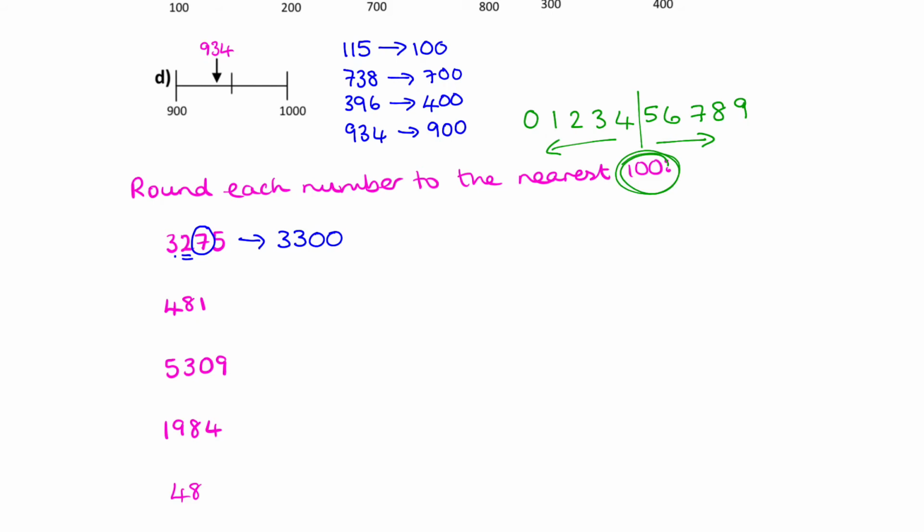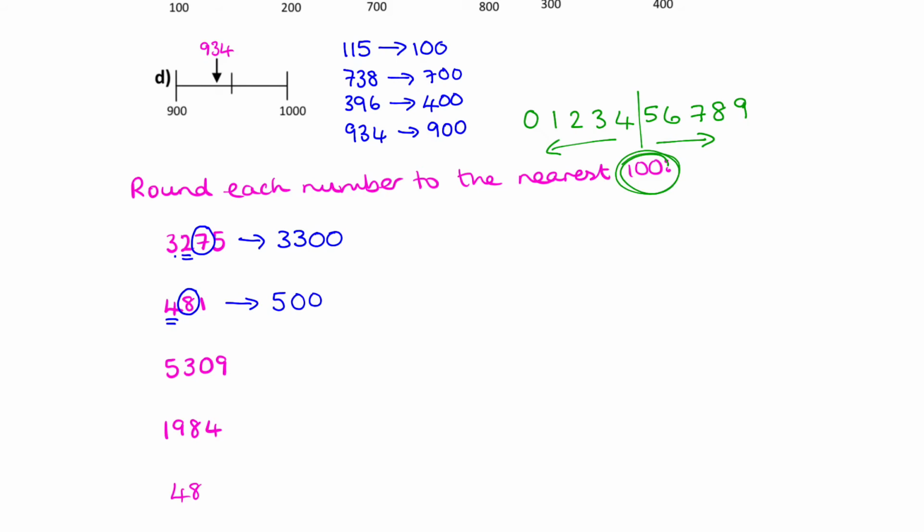So 481. So the 4 is the hundreds digit, and the number following that tells us whether we're rounding up or down. So the 8 tells us that we're rounding up because it's in this side. So the 4 changes to a 5. So we get 500. Okay, and again, those zeros there are incredibly important because 481 is between 400 and 500.